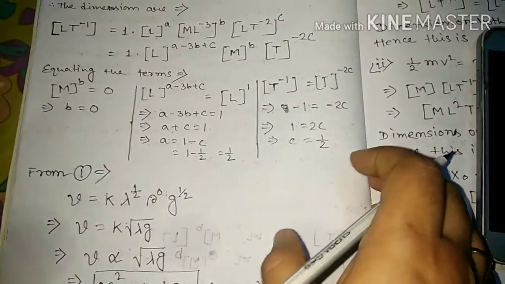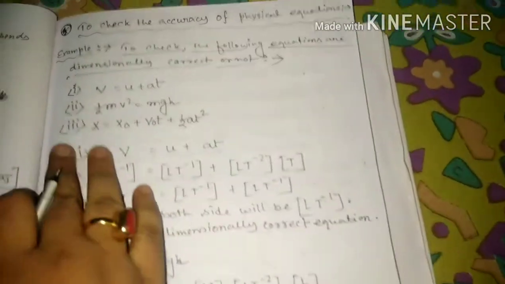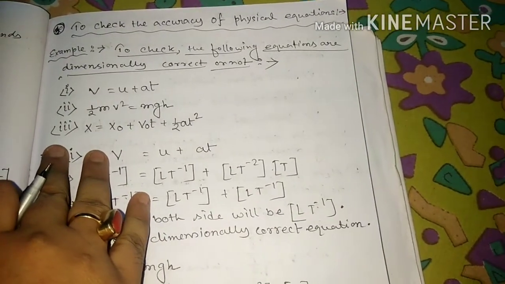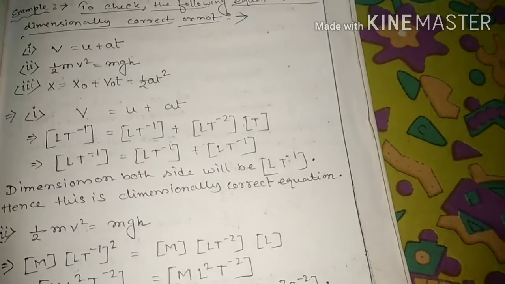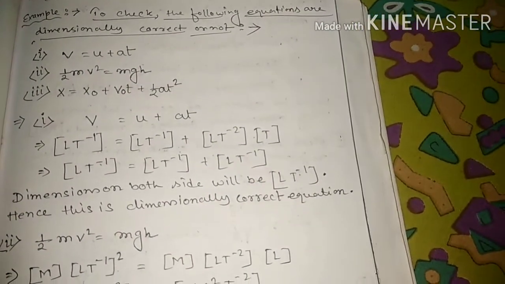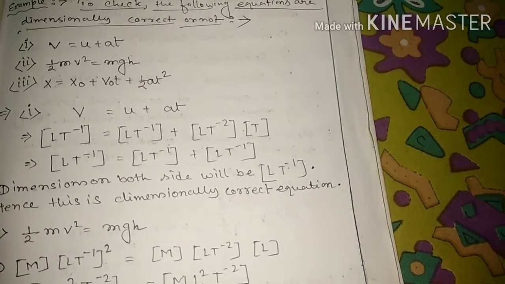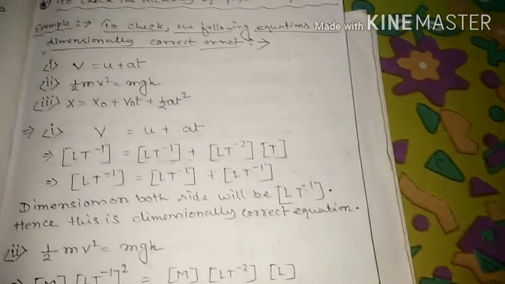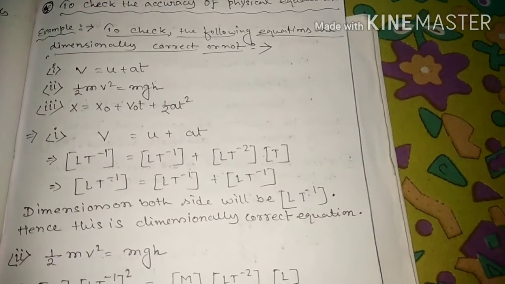Okay, now the third one. What is the third one? The third one is similar to the homogeneity principle, to check the accuracy of a physical equation. Checking the accuracy means that in physics we have lots of formulas, but whether they are dimensionally correct or not, both sides dimensionally correct or not, that we find out using the third application of the dimensional method.